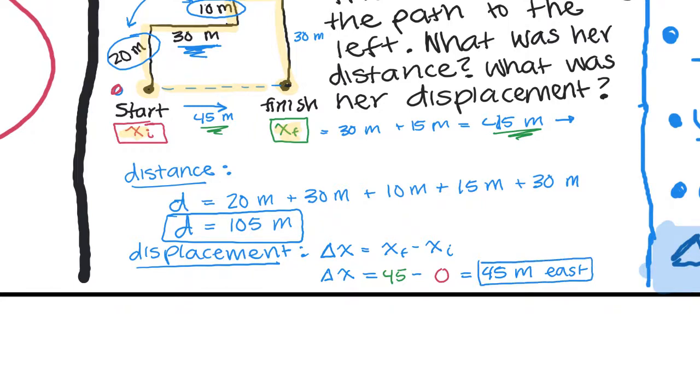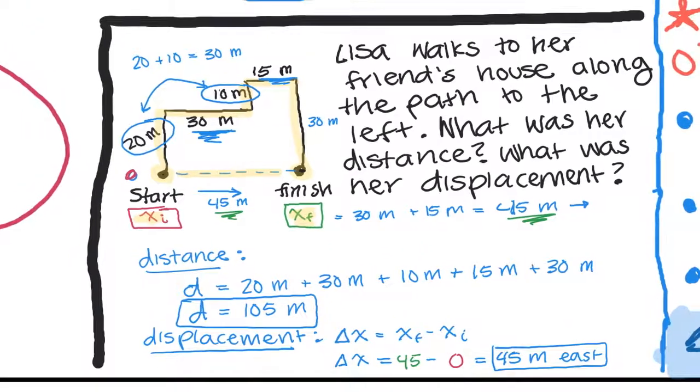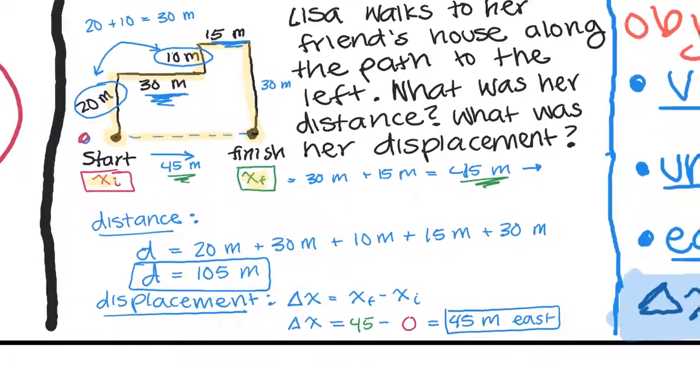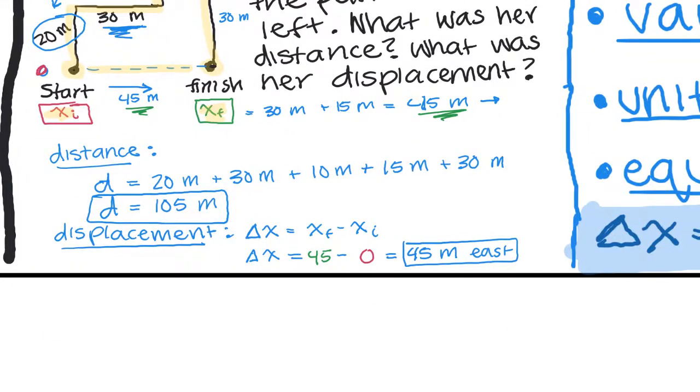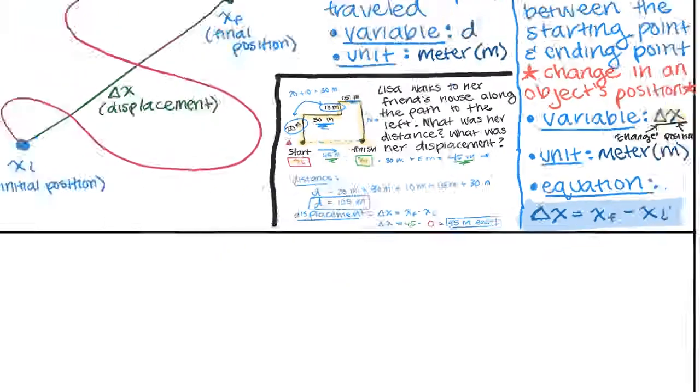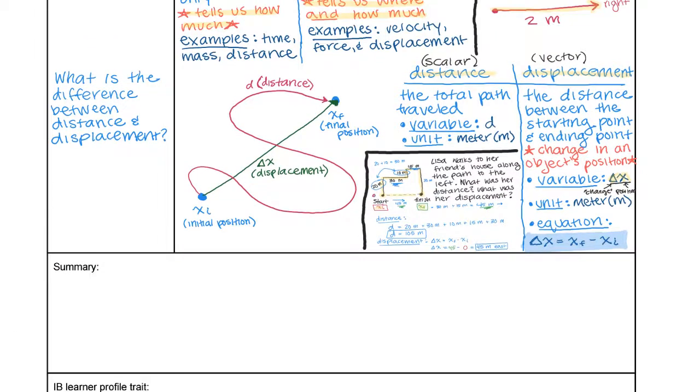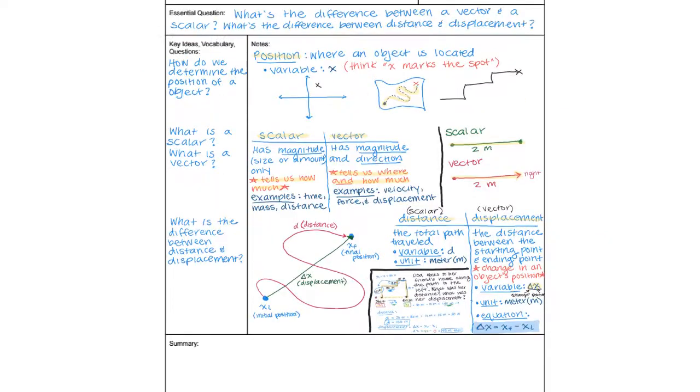So notice the difference between our displacement, 45 meters east, and our distance. Total distance traveled is 105 meters. So despite Lisa walking 105 meters to get to her friend's house, her total displacement is only 45 meters east from her starting point. So hopefully this is starting to come together, and just go ahead and write your 1 to 2 sentence summary about what you learned from watching this video. And I look forward to discussing this in class more with you soon.